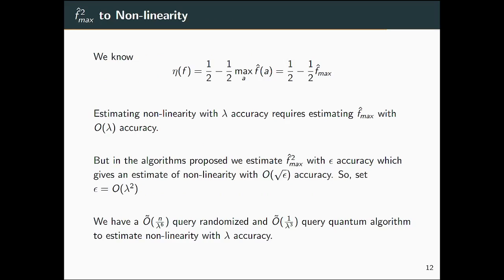Now, estimating f-hat max squared with epsilon accuracy gives us an estimate of non-linearity with order square root epsilon accuracy. So we set epsilon to be order lambda squared in order to get non-linearity with lambda accuracy. Then we have an O tilde of n by lambda to the power 6 query randomized algorithm and an O tilde of 1 by lambda cubed query quantum algorithm.